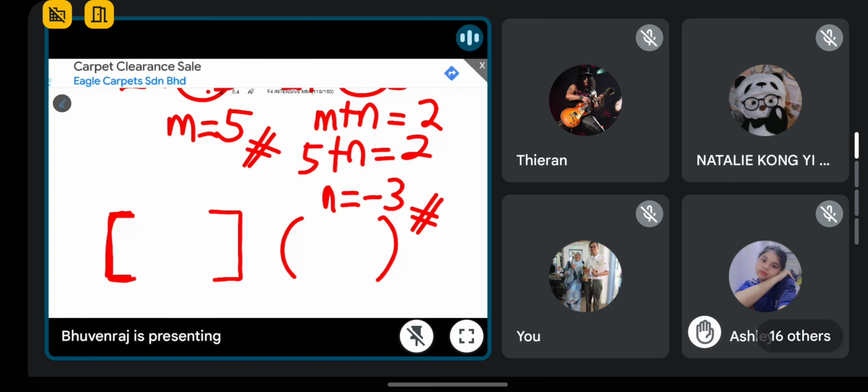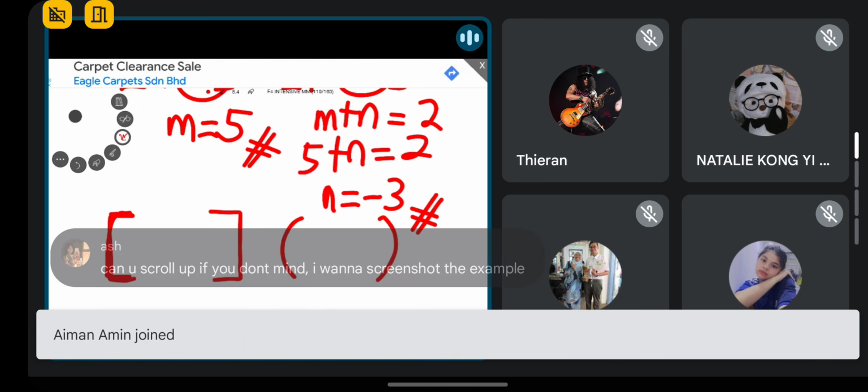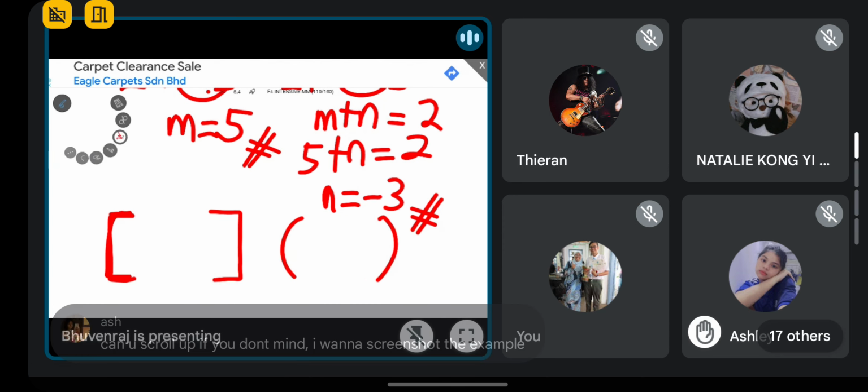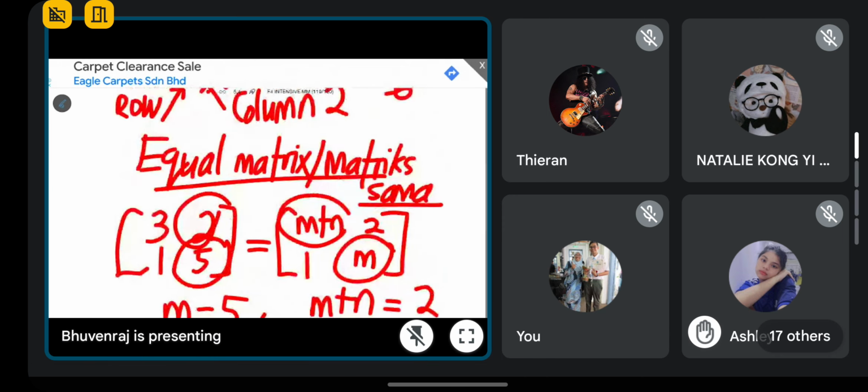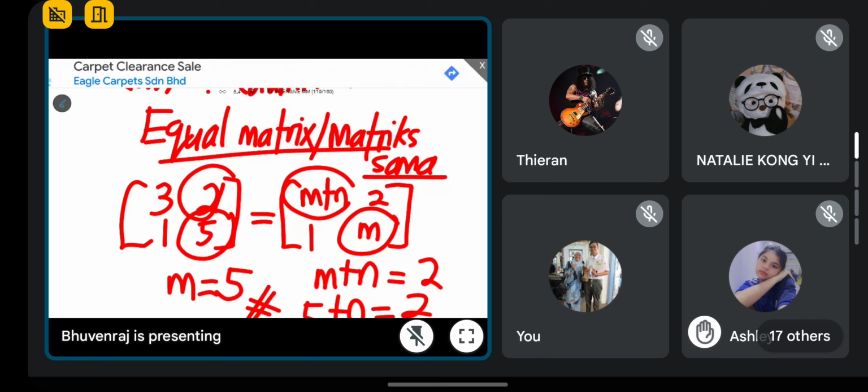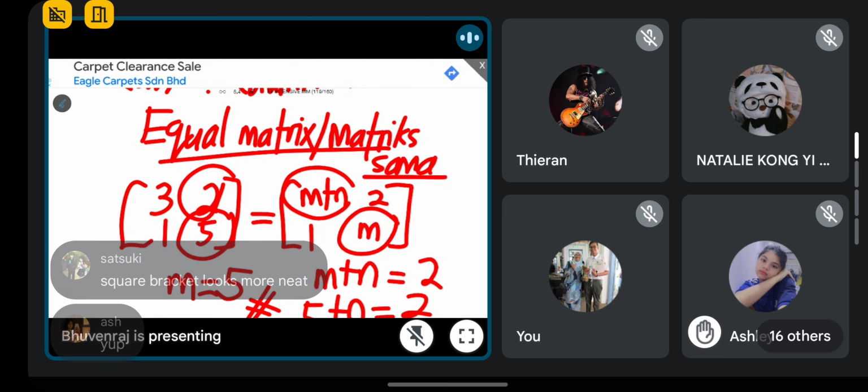Yang ni pun boleh guna, guys, because you can see in some of the trial questions, sesetengah soalan percubaan mereka guna yang ni. Means this also accepted, together with this. But which one I prefer, yang mana saya suka guna yang ni. Yang square bracket. Kurungan macam segi 4 sama. Yeah, square bracket looks more neat, correct.